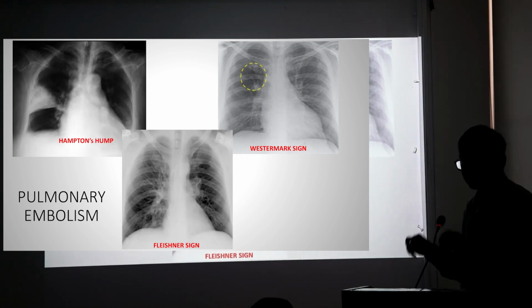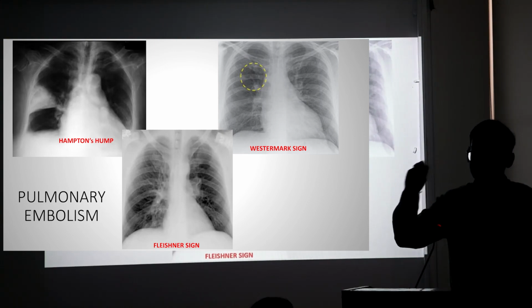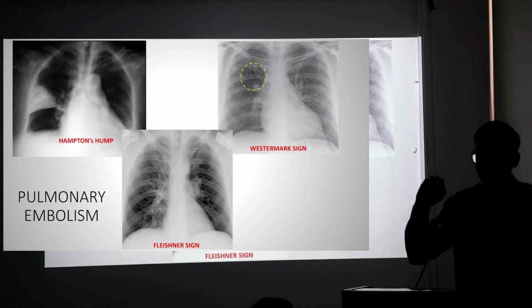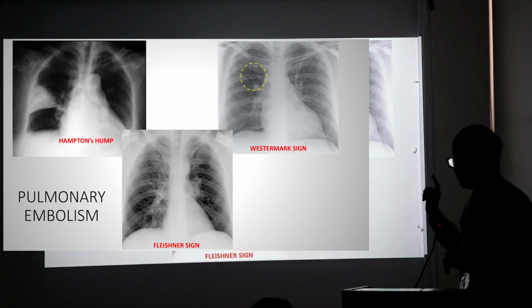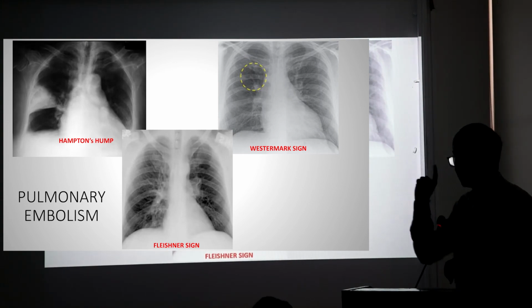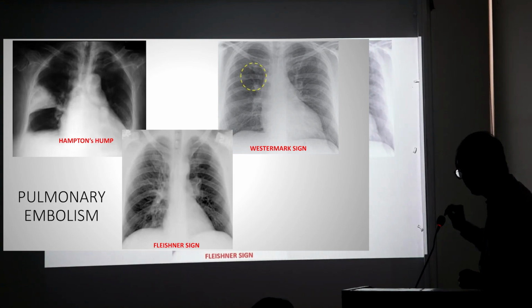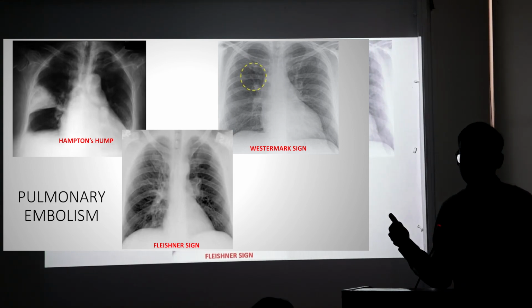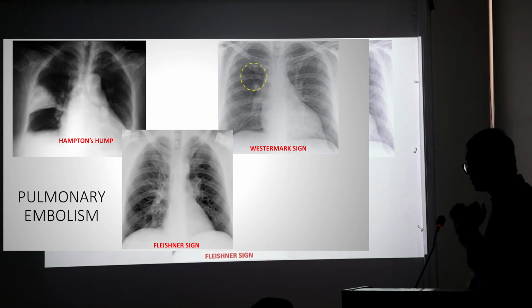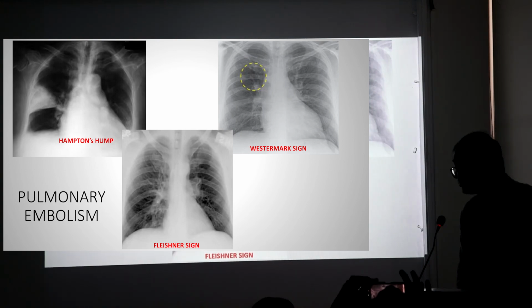And Westermarck sign is what? Since there is no flow distal to the embolus, there is focal oligemia. That particular area looks more black. That is Westermarck sign. And what is Fleischner's sign? Since there is raised pulmonary artery pressure, the hilum becomes more prominent.